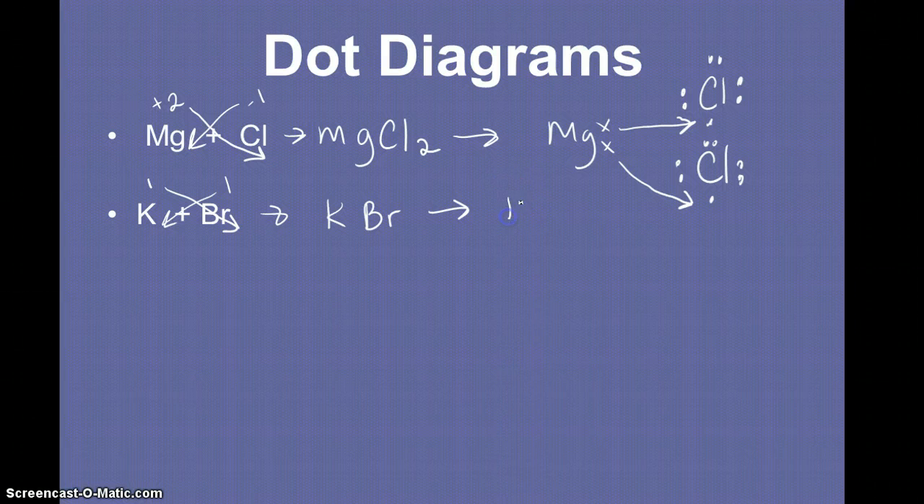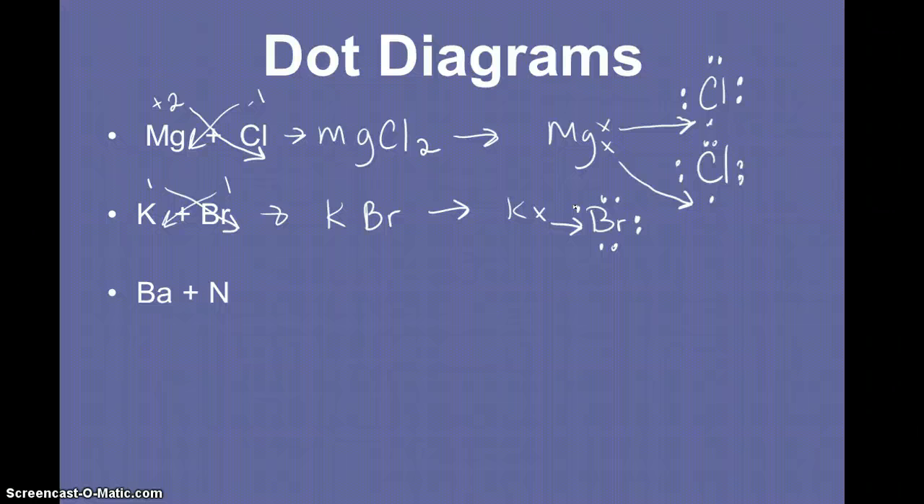Electron dot for that, we know that potassium has 1 electron in its outermost energy level. We know bromine has 7 electrons in its outermost energy level. This will now come here. It will lose its electron to bromine. Very stable, very happy.